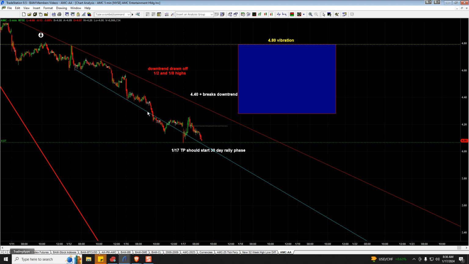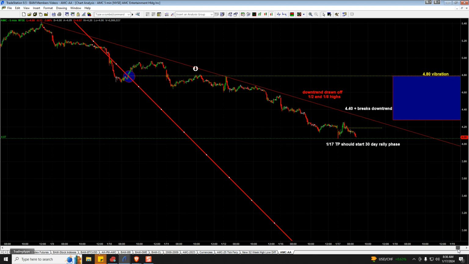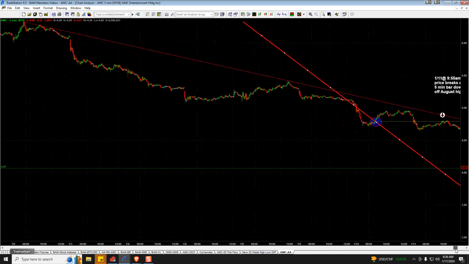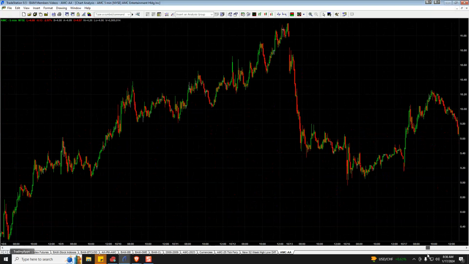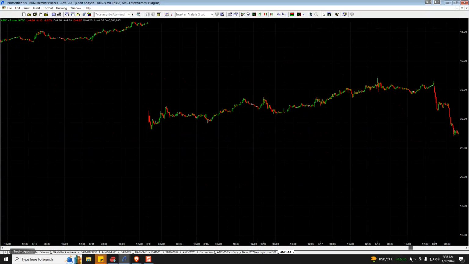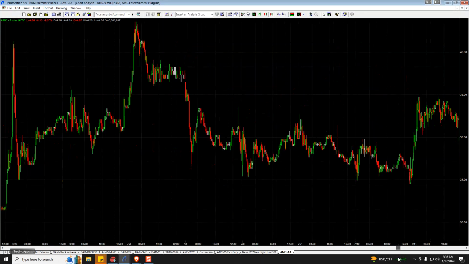One other point here before I wrap up is I'll show you the point of origin on this downtrend line off the August highs first, and then we'll bounce back over to the 60 minute really quickly, because I want to show you the reason I think this is going to be kind of a noisy start to the move.